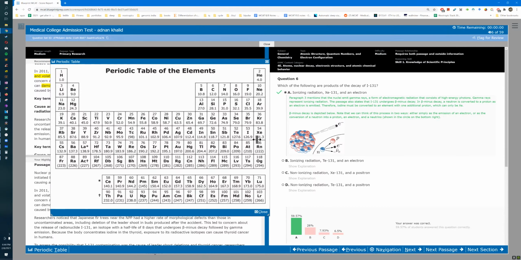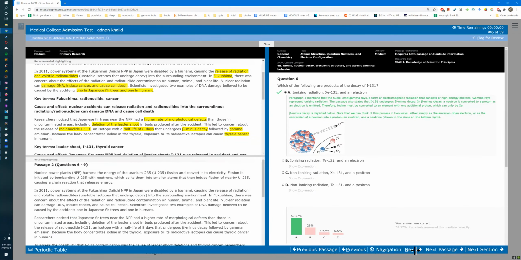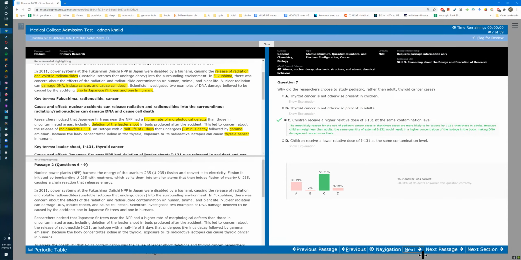So if it loses an electron, it means that on the left-hand side, it'll be iodine-131. On the right-hand side, it'll be an electron plus the thing that it turns into. They're both equal on both sides. So basically, the answer is going to be xenon, because xenon plus an electron is equal to iodine. Anyway, I'll have to go into that more in depth later.